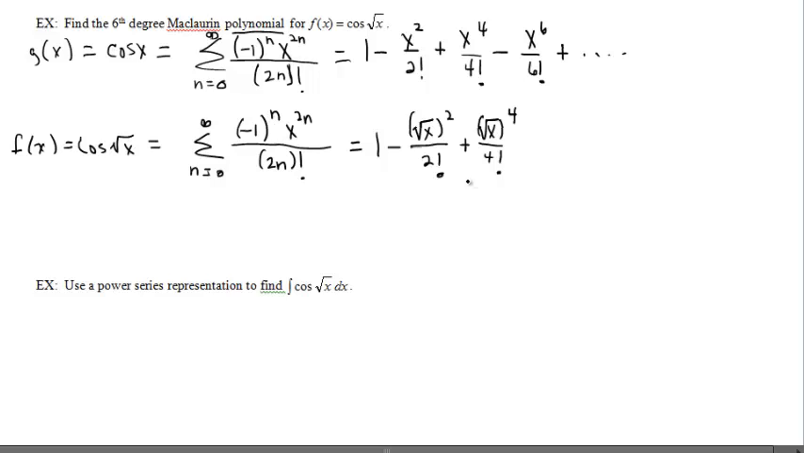Polynomial means it ends, it's finite, it's not an infinite series. I need to get to the high exponent of x to the 6th. So it appears that I'm going to have to go to x to the 12th, because when I square root, that's taking half the power. That's just the cube. That's a 3rd degree polynomial. And again, remember, Maclaurin just means a center of 0. Polynomial means it ends. Okay.